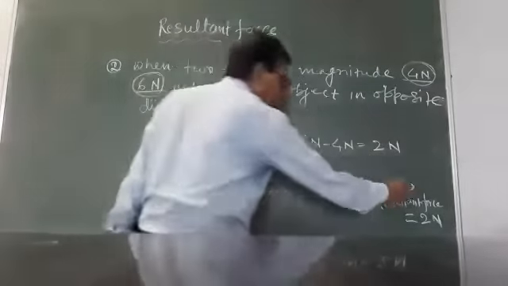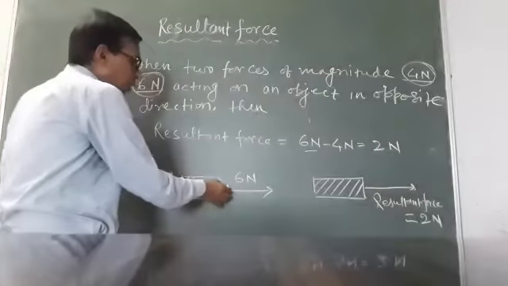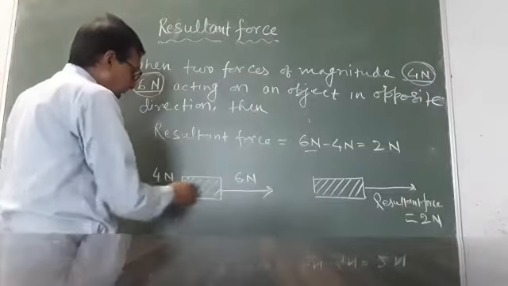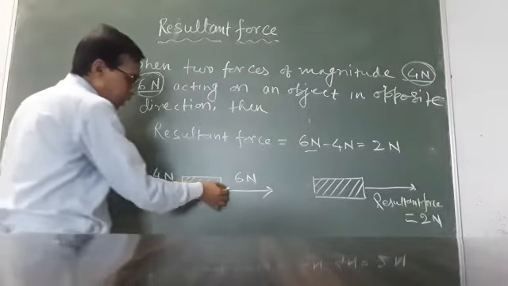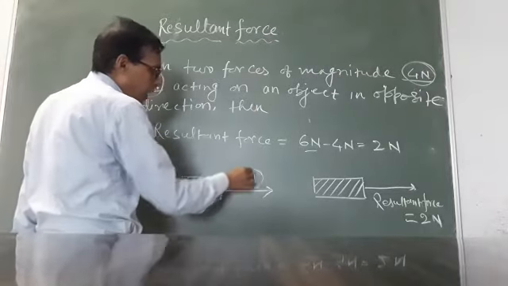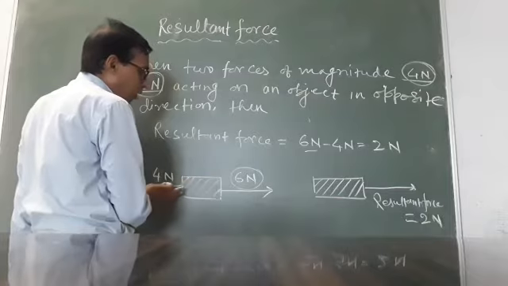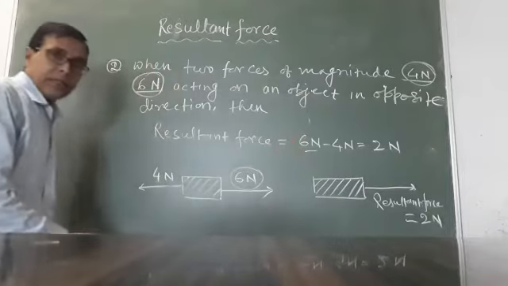And what is the direction of force? The direction in which the bigger force is applied. Here 4 Newton, here 6 Newton. The 6 Newton is the bigger force. So the object moves towards the right side.